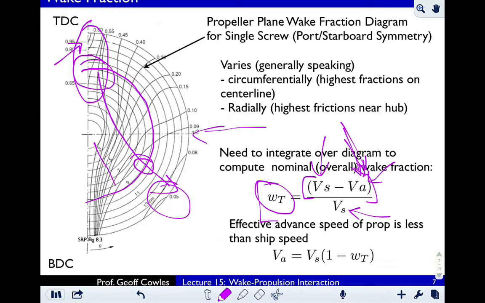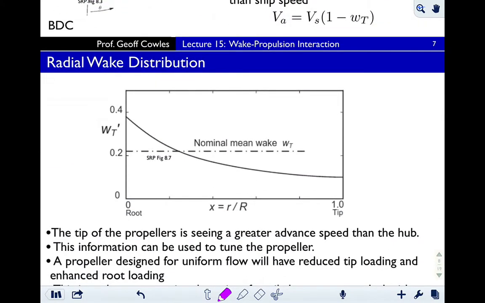There's also radial variations. If we just take a slice here and we integrate along each circumference, we integrate the wake fraction, we can get a radial distribution, which near the boss is going to have a higher wake fraction or slower advance flow. As we move out away from the boss towards the propeller tip, we're closer to the free stream, and it will be a lower wake fraction.